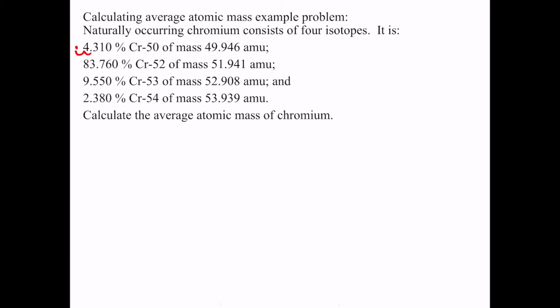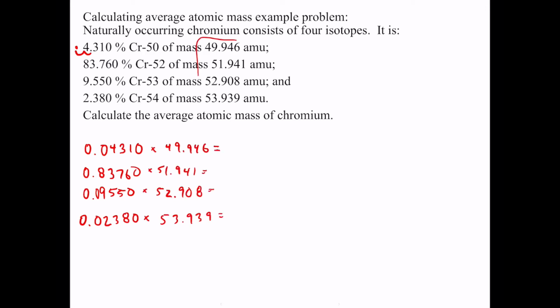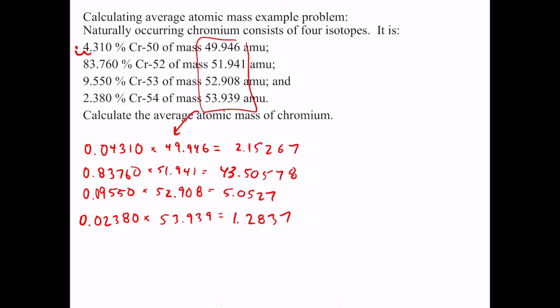So this will become 0.04310. So we're going to do that for all four of them. Okay, now that we took them all out of percent, the second step is you multiply each of them by their atomic mass unit. And these numbers were from up here. Okay, so we get these numbers from the calculator.